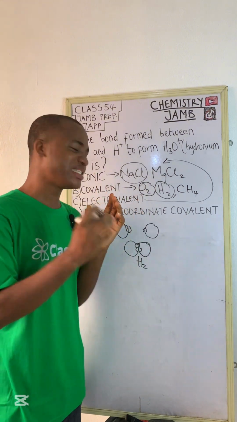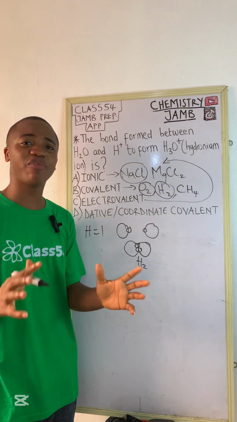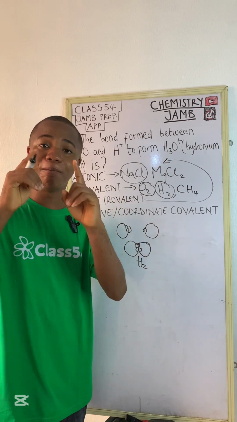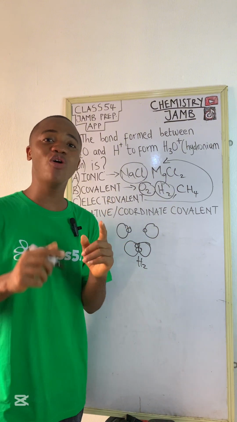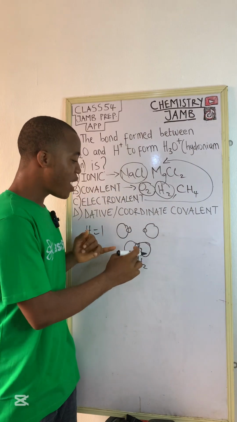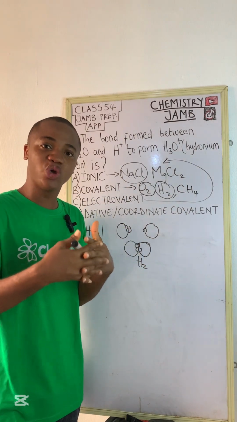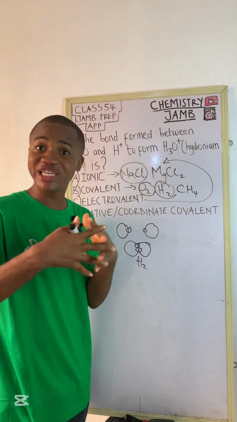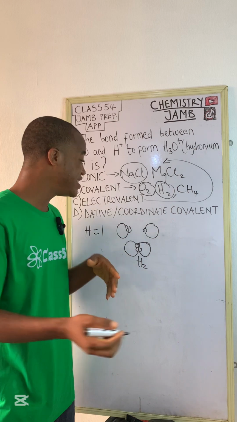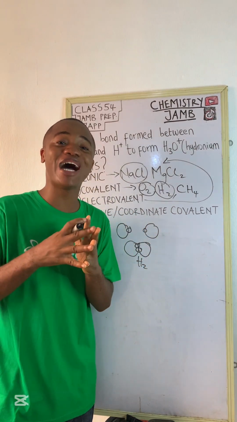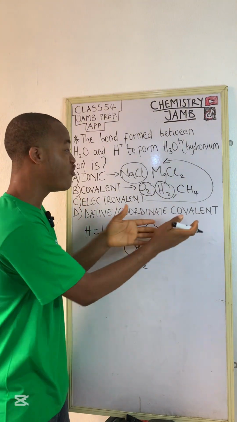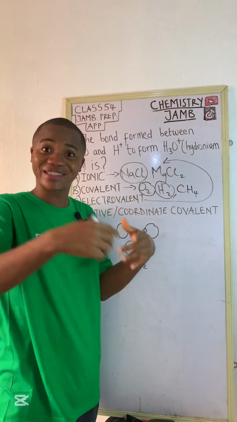You understand? So what is dative or coordinate covalent bonding? This is a type of bonding whereby electrons are shared between two or more participating atoms, but these shared electrons are only donated by one of the participating atoms. It is not like covalent bonding whereby they are sharing equally and they are both donating. In coordinate covalent bonding, they are sharing, but only one atom is donating the electrons that both of the participating atoms will enjoy together. So this dative or coordinate covalent bonding is also an example of covalent bonding. It is just the coordinate covalent type of bonding.